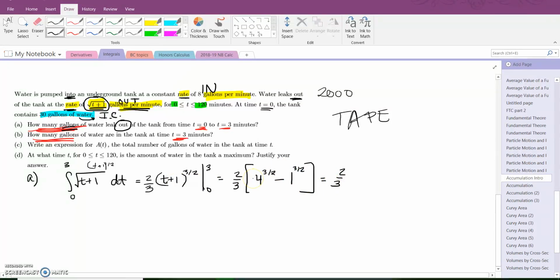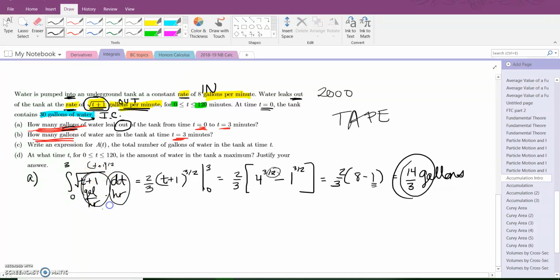All right, 4 to the 3/2, that is the square root of 4, which is 2. 2 cubed is 8, and 1 to anything is just 1. So 7 times 2 is 14/3. A lot of people got 16/3 that year because they forgot about this here. Okay, and units, gallons, because I had gallons per hour times hour, which ends up just being gallons. Cool.